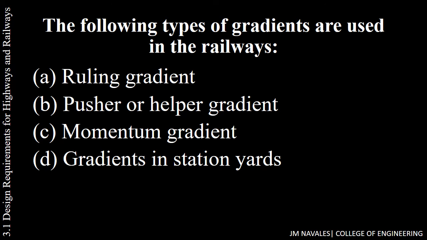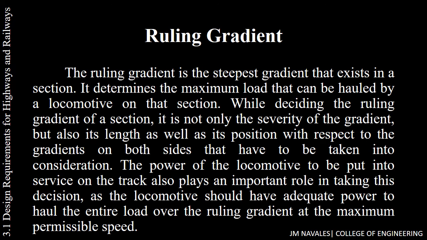The following types of gradients are used in the railways. Letter A, ruling gradient. Letter B, pusher or helper gradient. Letter C, momentum gradient. And letter D, gradients in station yards. To elaborate more, the ruling gradient is the steepest gradient that exists in a section. It determines the maximum load that can be hauled by a locomotive on that section.